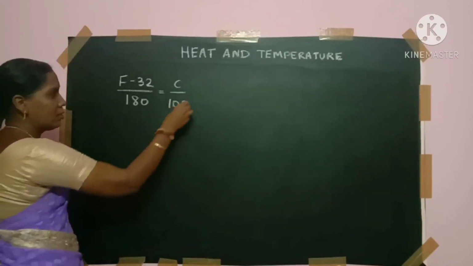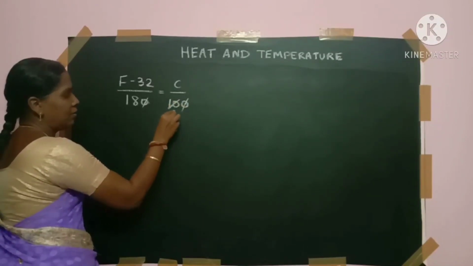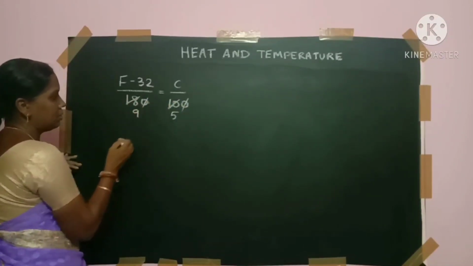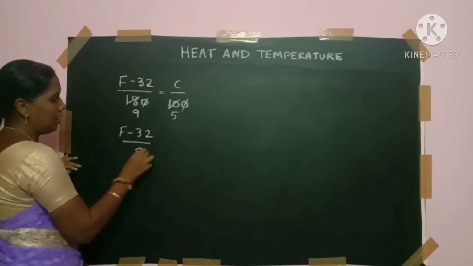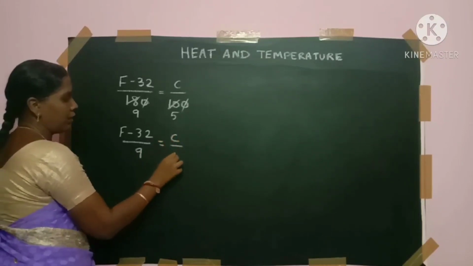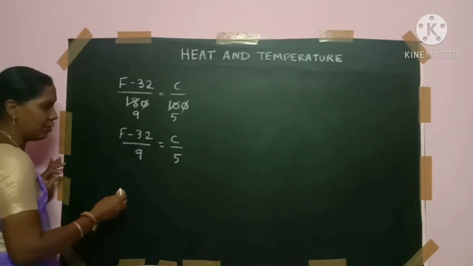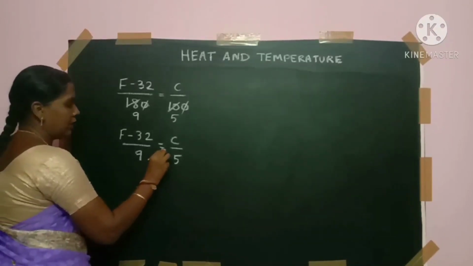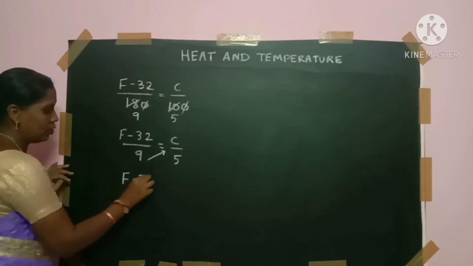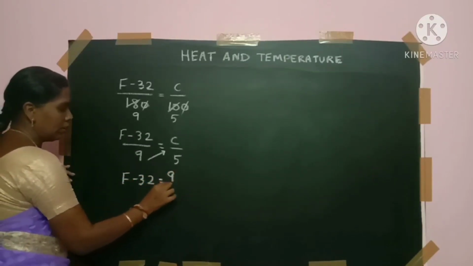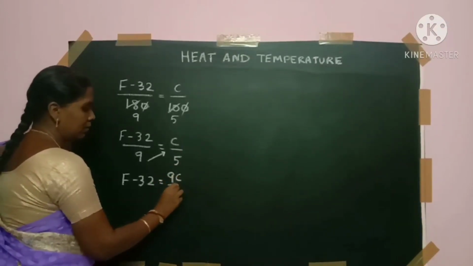So I will calculate, 0 0 get cancels. Here 2 table 5 times and 2 table 9 times. So (F minus 32) by 9 is equal to C by 5. From this we can calculate the value of F. F will get cross multiply. F minus 32 is equal to 9 by 5, that is C value, so 9C by 5.